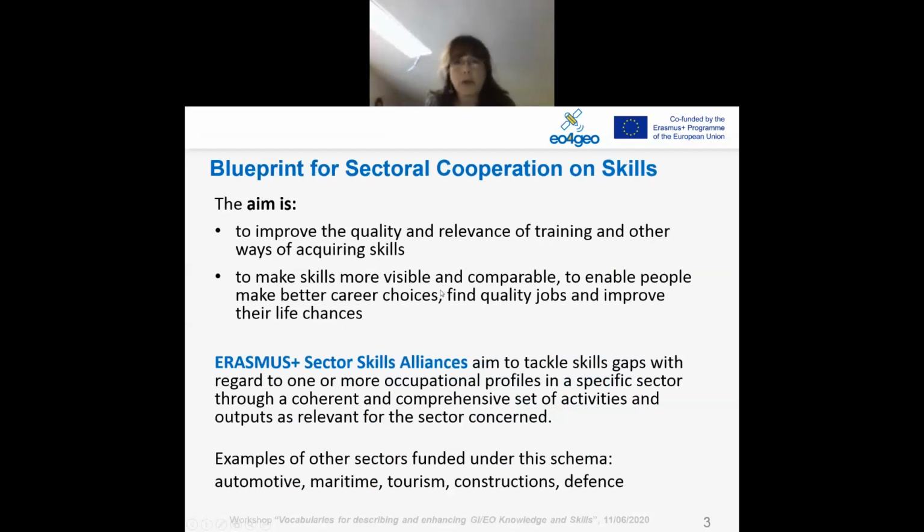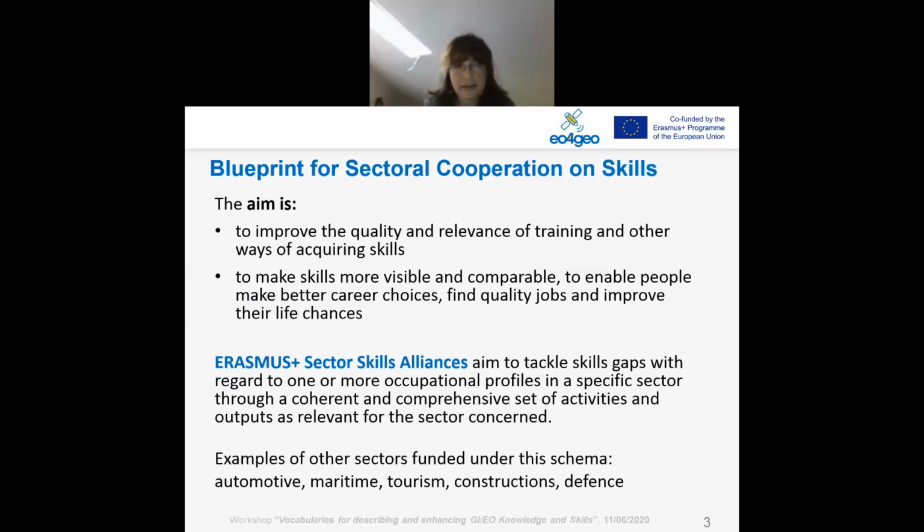Now, just to give you a quick overview of the framework in which the project was promoted, it is framed in the blueprint for sectoral cooperation on skills, which has the aim to improve the quality and relevance of training and other ways of acquiring skills, and this in order to make the skills more visible and comparable, because the final aim is to have people moving across Europe, and so there should be equal recognition of, let's say, skills and competencies of the people in order to make them have better career choices, find quality jobs, and overall improve their life chances.